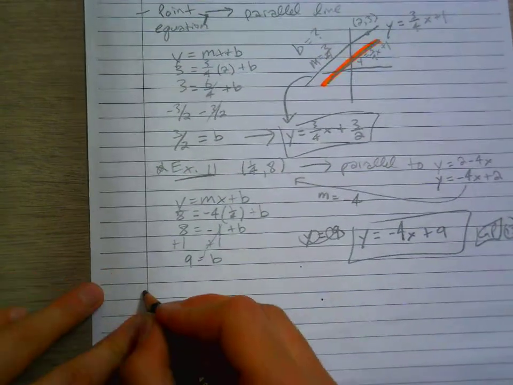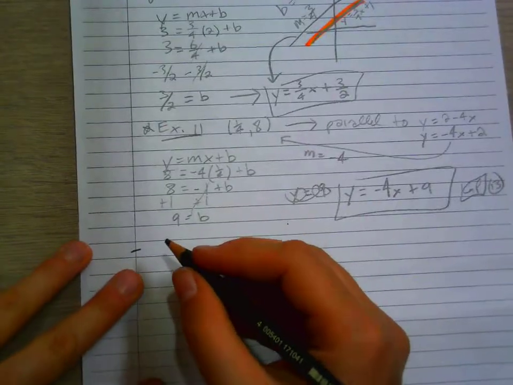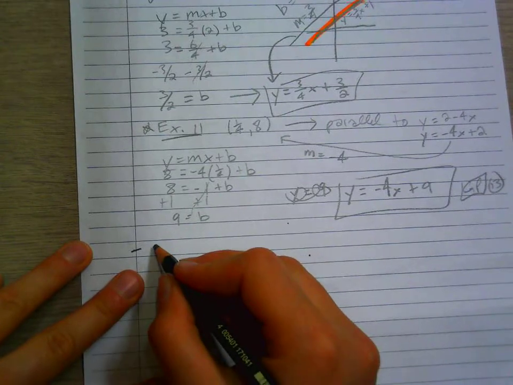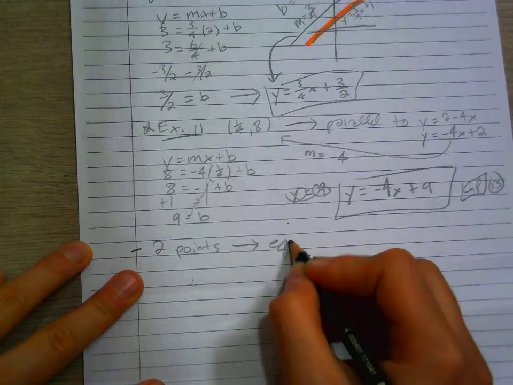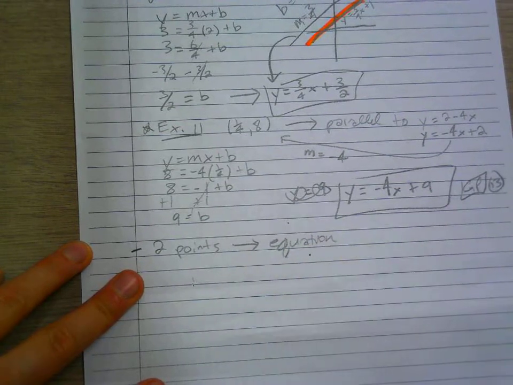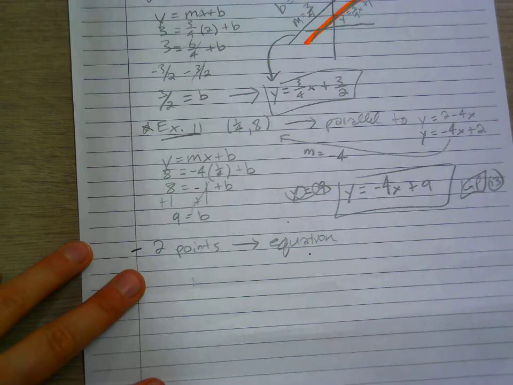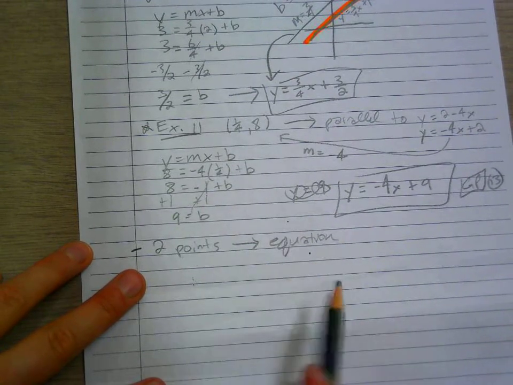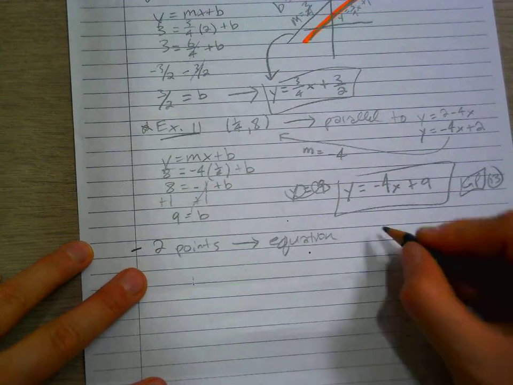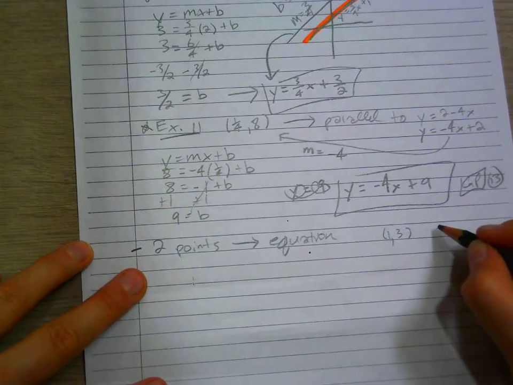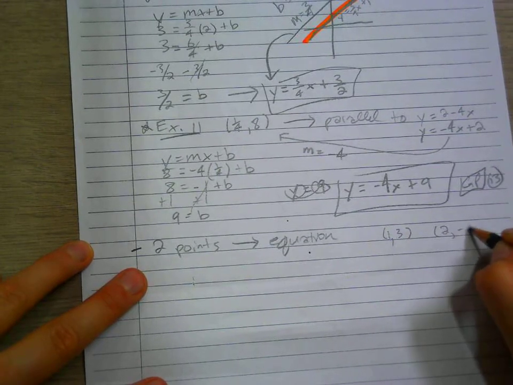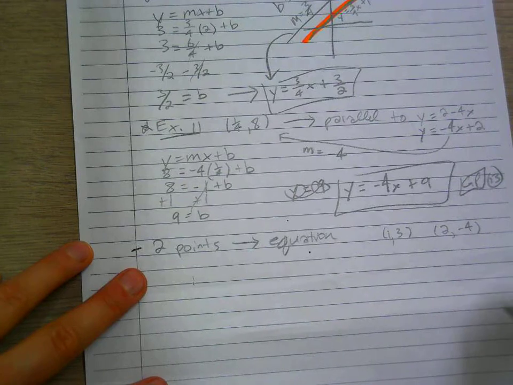Okay, last thing we're going to learn in this video is to write an equation of a line given 2 points. So if the question gives you 2 points and it asks you for the equation, you know that you have to use this method here. So the 2 points that we have are (1, 3) and (2, -4). So how are we going to do this? First, we're going to use the slope formula to find slope.